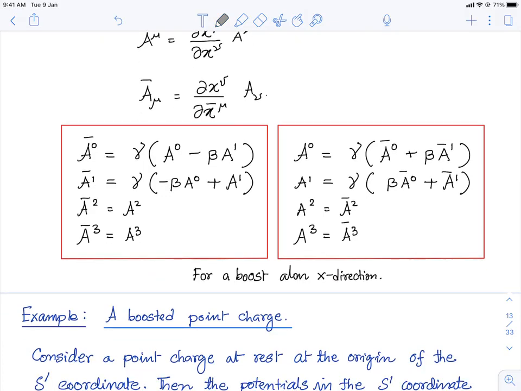Okay, so this is a boost along the x direction. That's very important. It's important because if it were a boost along the y direction, then this A2 would have gotten involved with A0, and A1 would not transform. That is very important to realize. Whichever direction it is in, that spatial component gets involved with the time component.